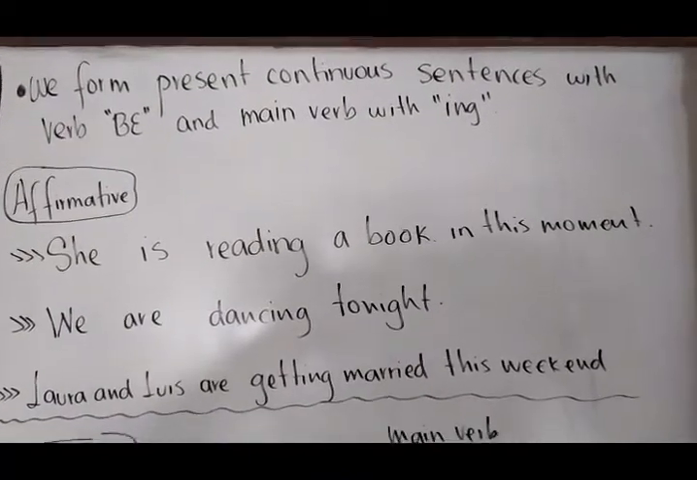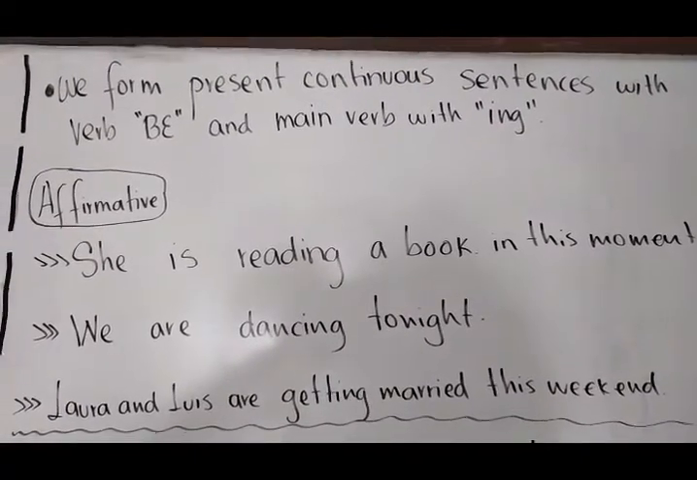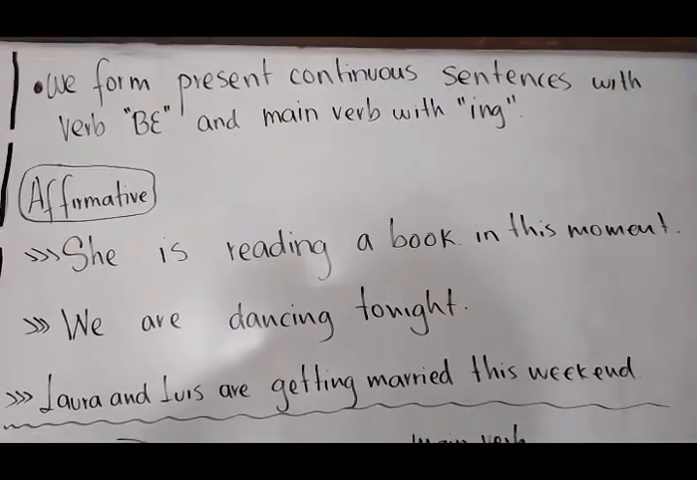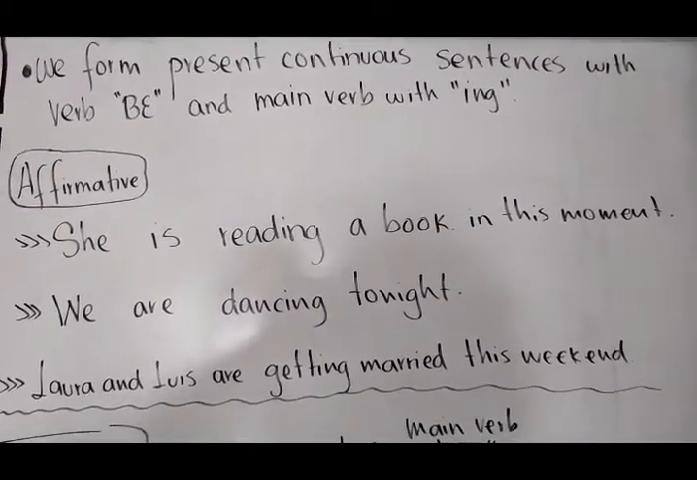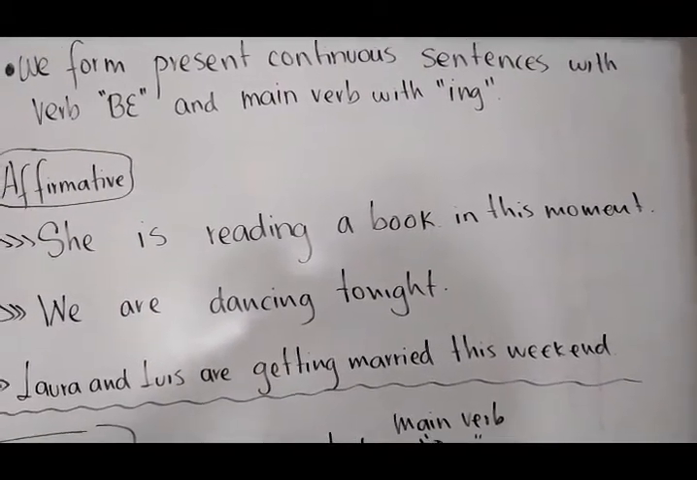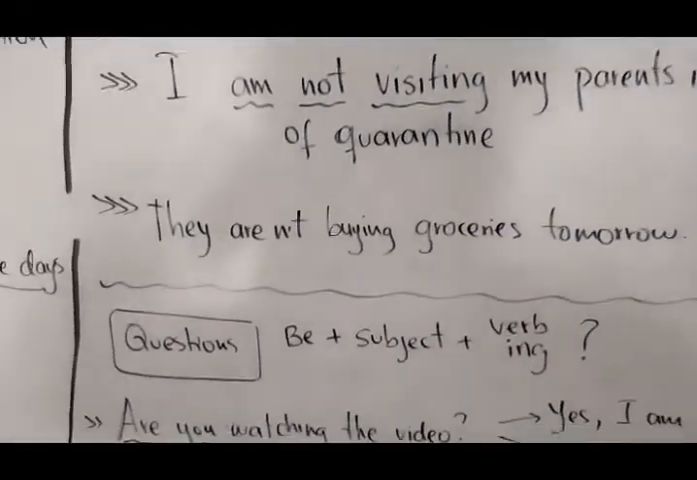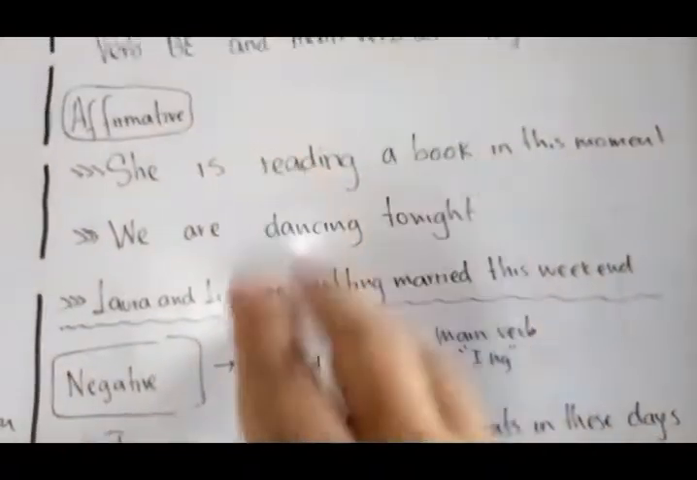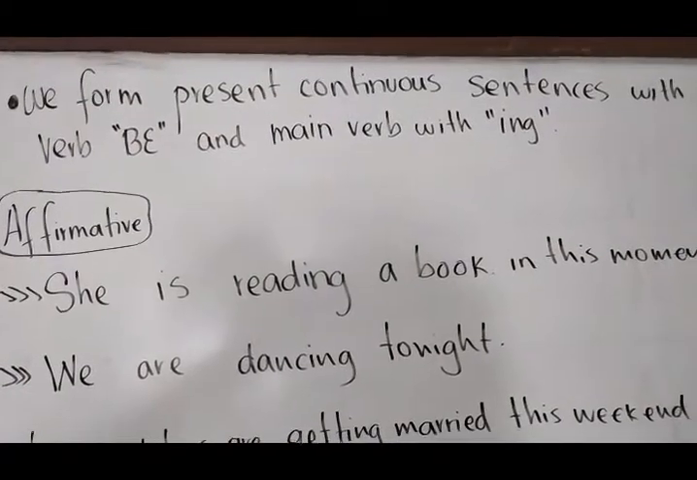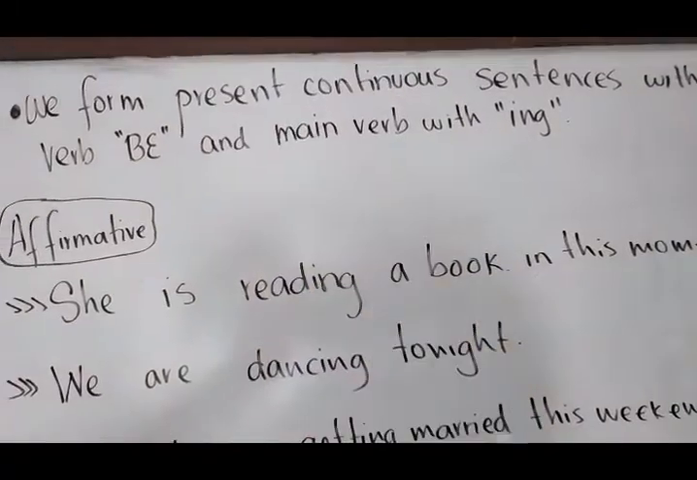Well, guys, now we're going to see some grammar. We're going to learn how we can form the sentences in present continuous. Yes, as you know, all the different tenses, present simple, past simple, present continuous, past continuous, all have affirmative, negative, and question forms. They have three different forms. So now we're going to learn how to make affirmative sentences, negative sentences, and questions in present continuous.